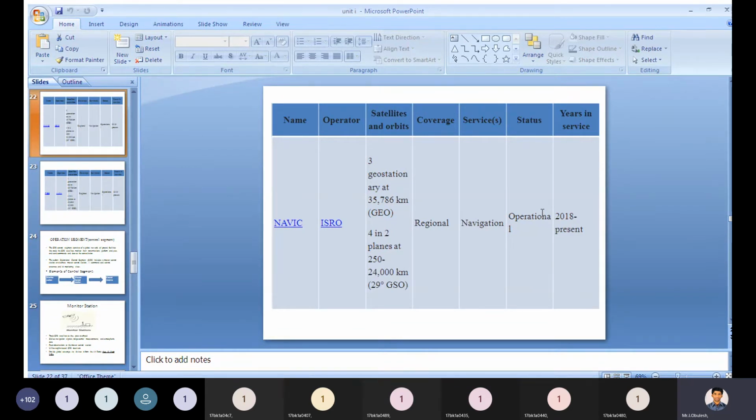It is under operational status only. It starts from 2018 till now, under service. So this is the satellite constellation used for navigation purposes.